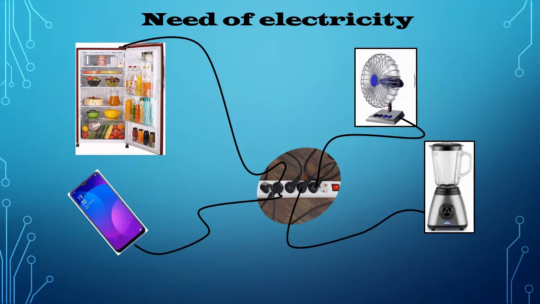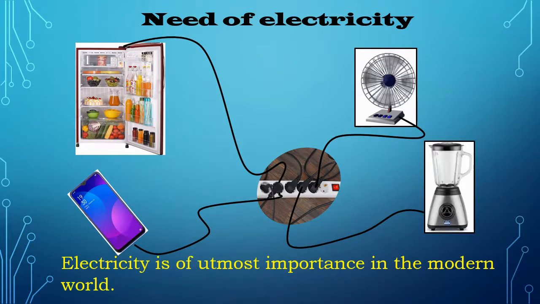In factories, large machines are worked with the help of electricity. Essential items like food, cloth, paper, and many other things are the product of electricity. Electricity also provides means of amusement. Radio, television, and cinema, which are the most popular forms of entertainment, are the result of electricity.